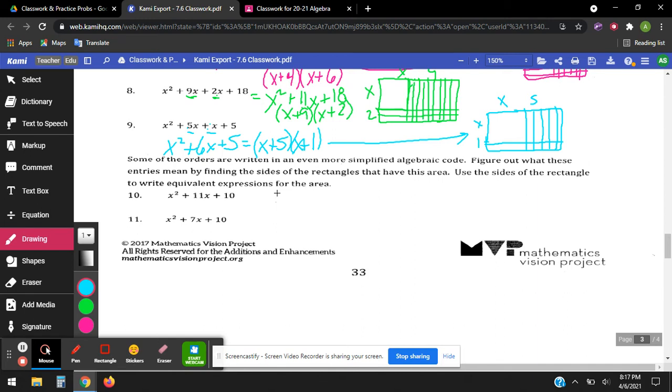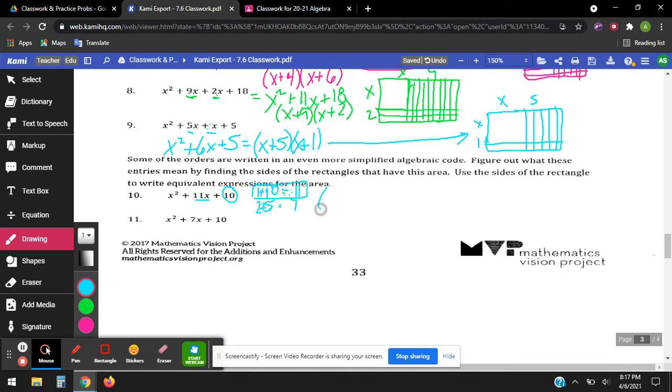So here, I'm going to start by looking at 10. What are the different factors of 10? 1 and 10, 2 and 5, and that's it. So I know I either need 1 plus 10 or 2 plus 5 to equal 11. I'm not going to circle that. Let's underline it so we show it slightly different. 1 and 10 equal 11, 2 and 5 equal 7. So this is the one I'm going to want.